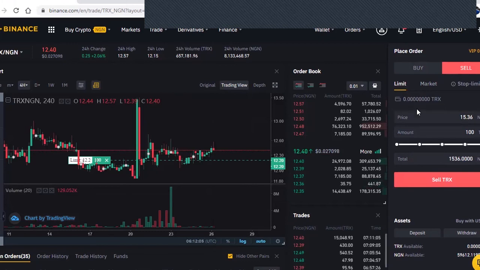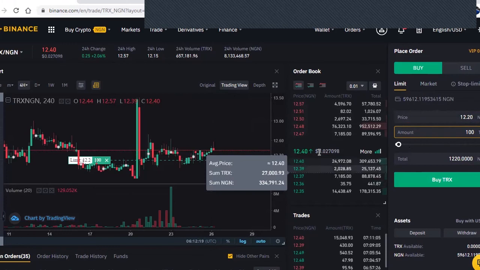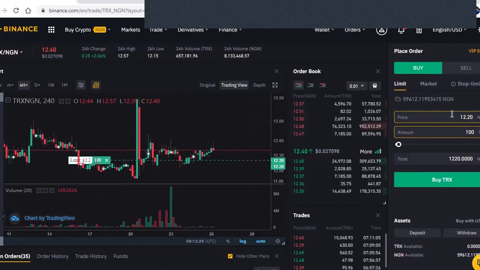Okay, for example, you want to buy Tron at 12 naira 20 kobo. You enter the amount and you click buy. So you can see the market is not actually trading there. There's something like that within this order book here, but that is the amount you are willing to pay to buy.